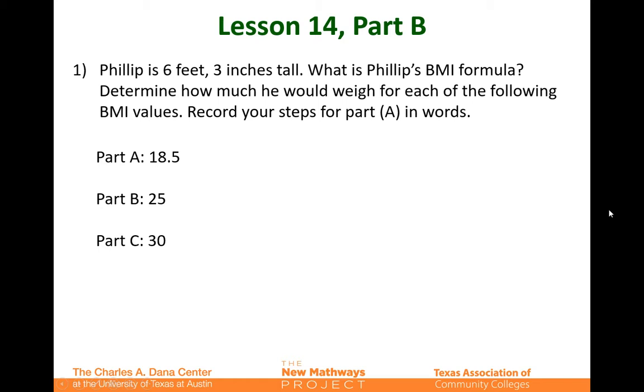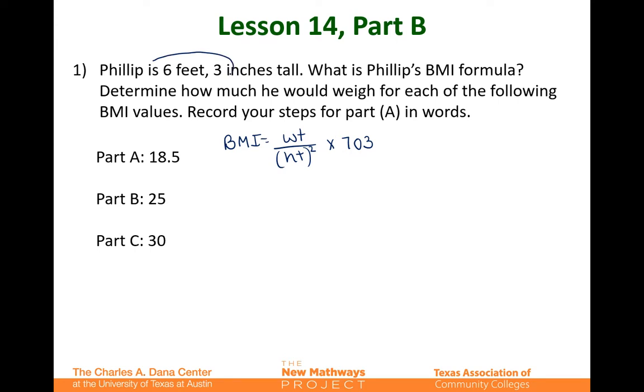Philip is 6 feet 3 inches tall. What is Philip's BMI formula? Determine how much he would weigh for each of the following BMI values. Record your steps for part A in words. Well, let's just work through part A. We know that BMI is weight divided by height squared. We know the weight has to be in pounds, the height has to be in inches, times 703.